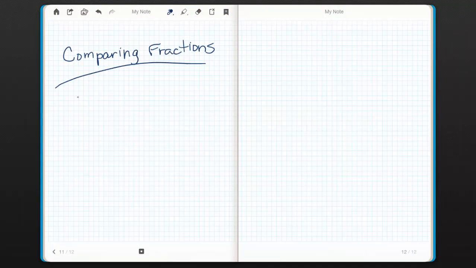fractions. And of course, we want to learn how to do it the fastest way possible. So let's dive right in. Let's say we've got a couple of fractions that we're not that familiar with. And for some reason, we need to know which one is greater than the other.